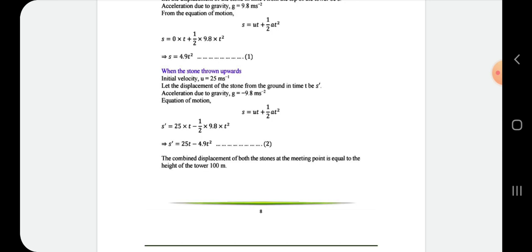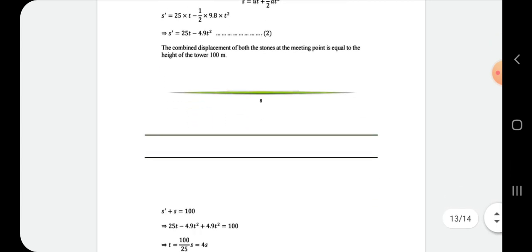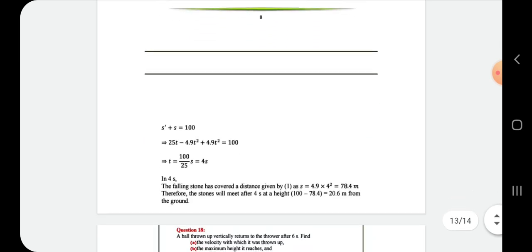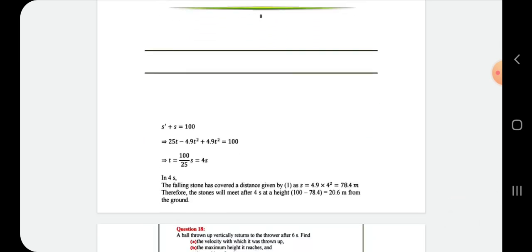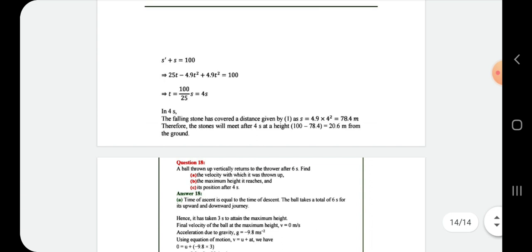The combined displacement of both the stones at the meeting point is equal to the height of the tower, 100 m. So s dash plus s is equal to 100. Let's add both equation 1 and equation 2. The minus 4.9 t square and plus 4.9 t square cancel. So let's make t the subject: 100 upon 25, that is 4 seconds.